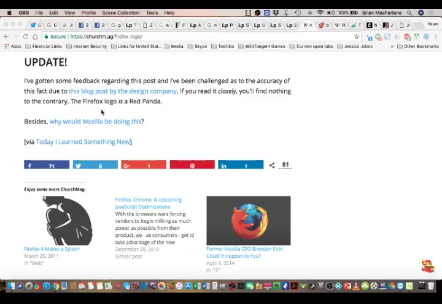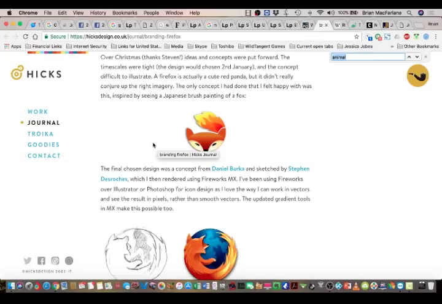So it's a blog post by the design company. The Firefox logo is a red panda. So we go here to the design company, Hicks Design in the UK, who designed the logo, actually this branding. It says here, over Christmas, ideas and concepts were put forward, the time scales were tight, the design would be chosen 2nd January, and the concept was difficult to illustrate. A Firefox is actually a cute red panda. See this? But it didn't really conjure up the right imagery.